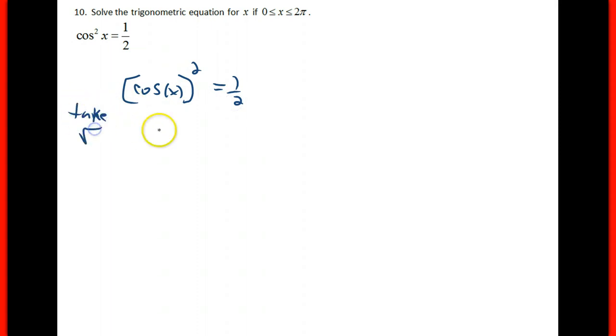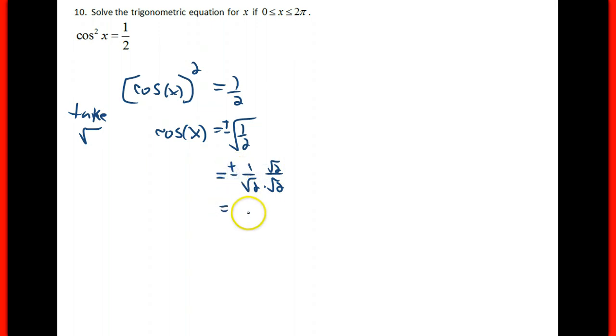Okay, then to solve this trig equation, we have cosine squared. It's better to think about it like cosine x whole thing squared equals a half, so we can take the square root. When we take the square root, we'll have cosine x equals the square root of a half, plus or minus. And that's 1 over root 2. After rationalizing, we see that that is root 2 over 2.